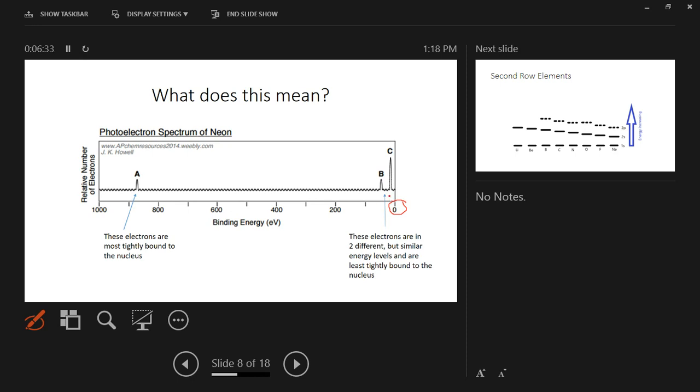And then you have electrons that are farther away, the valence electrons on the outside, which will be closer to 0. They'll be closer to the lowest amount of binding energy. They are the easiest to remove.